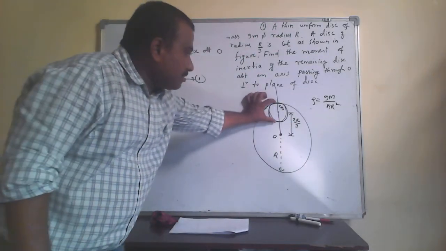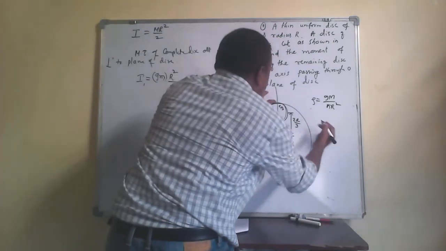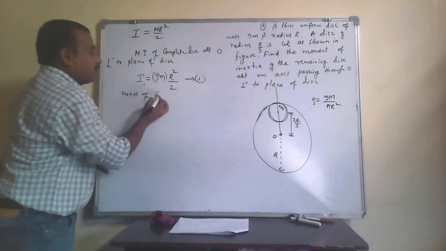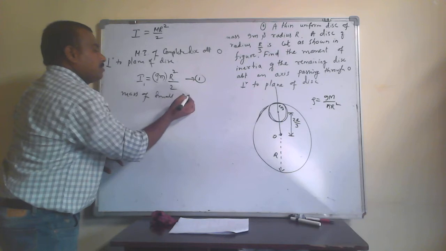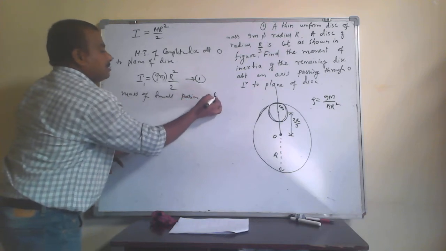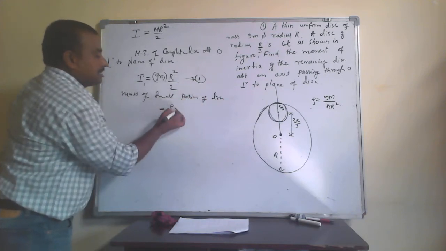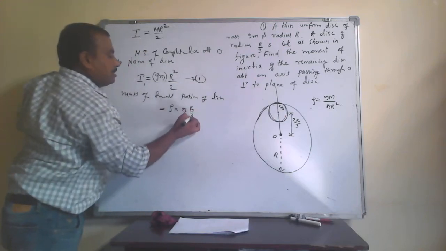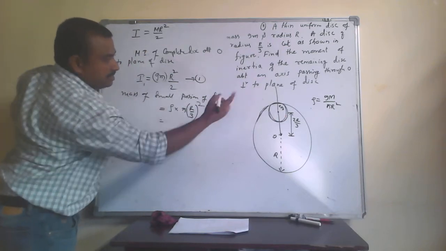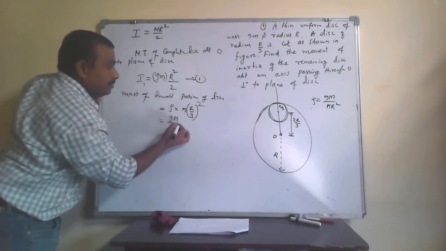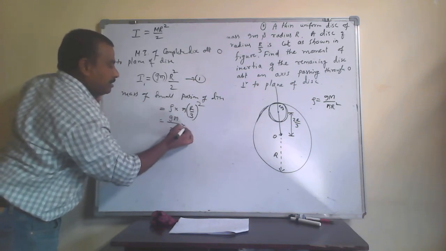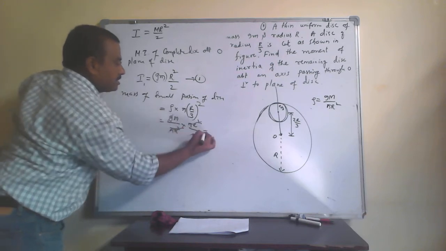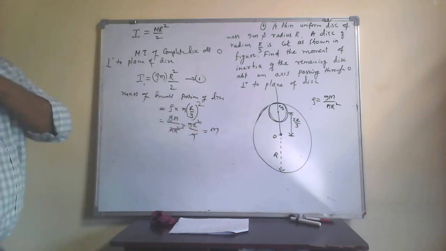But for the small disk, what is the area? So mass of the small portion of the disk is mass density into area of the small portion. Radius is r by 3, so pi r by 3 whole square into density. What is the density? 9m divided by pi r square, into pi r square divided by 9. The 9 cancels. So mass of the small portion is m.